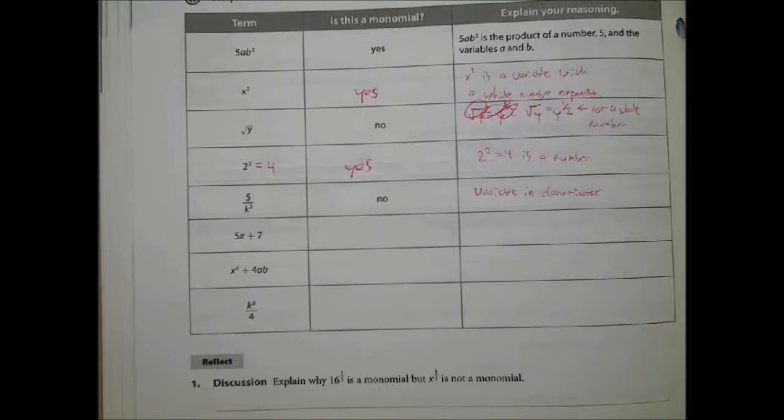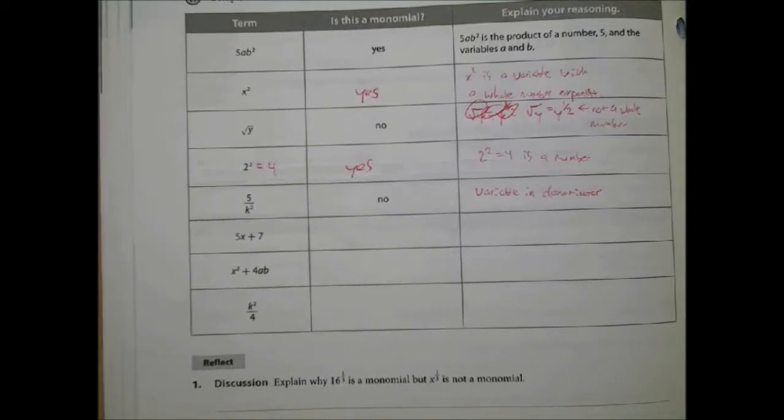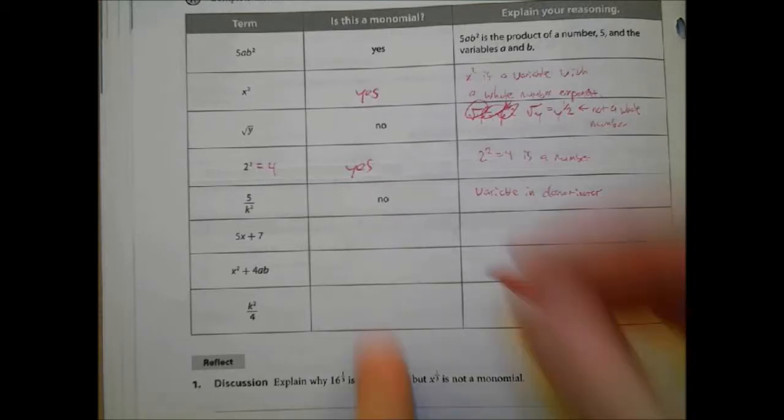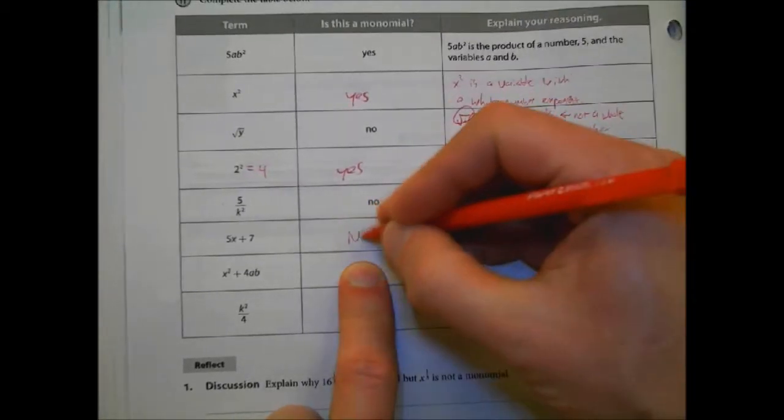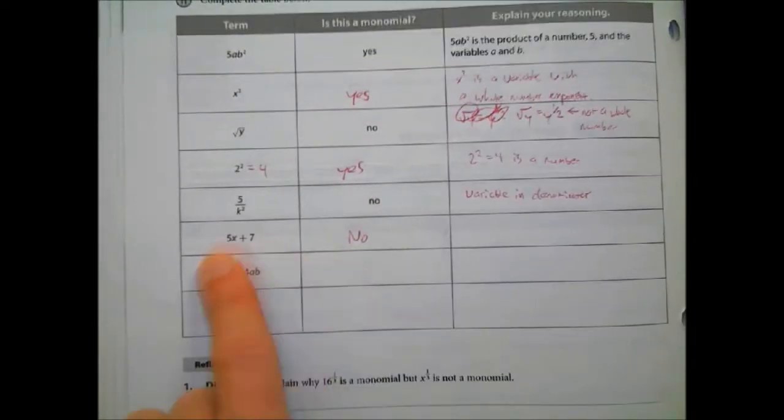Okay, let's see what we got here. Looks like most people are done. Okay, so Caden, what do you say? 5x plus 7, Caden, yay or nay? Is it a monomial? No. Why not? 2 terms, right? Separated by addition there.